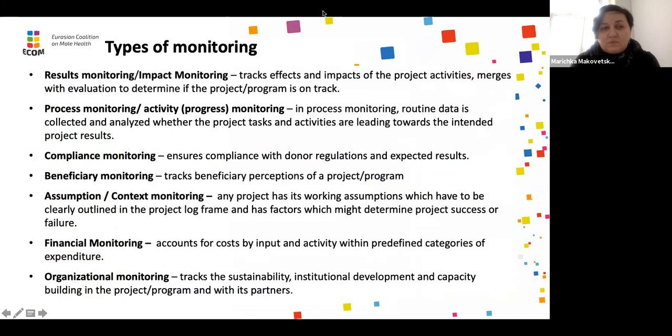Then what I want to talk with you about is types of monitoring that we may have. There are different experts, books, or resources that present different types of monitoring. I tried to collect some of them and group them by the experts. So the first and very simple monitoring is result monitoring.